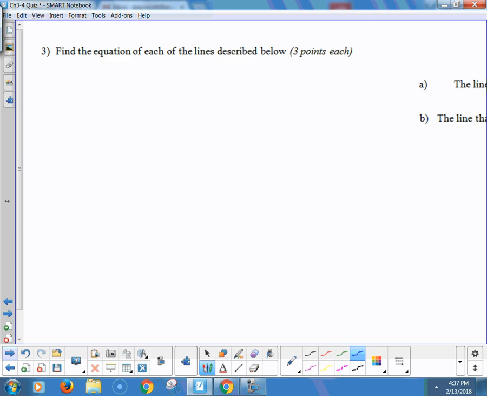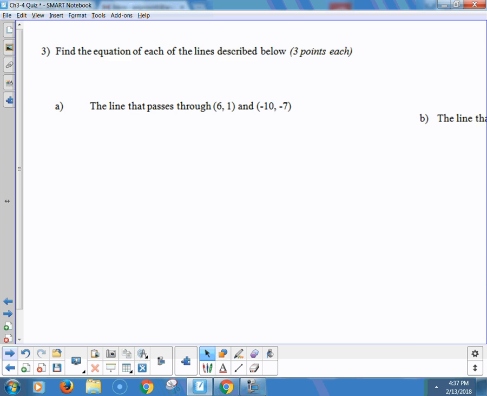Moving along to number 3. Find the equation of the lines described below. A. Finding the equation of a line that passes through a point. Again, I will show you two ways to do this. You may choose either way. If you chose the y equals mx plus b way, that's a fine way to go.